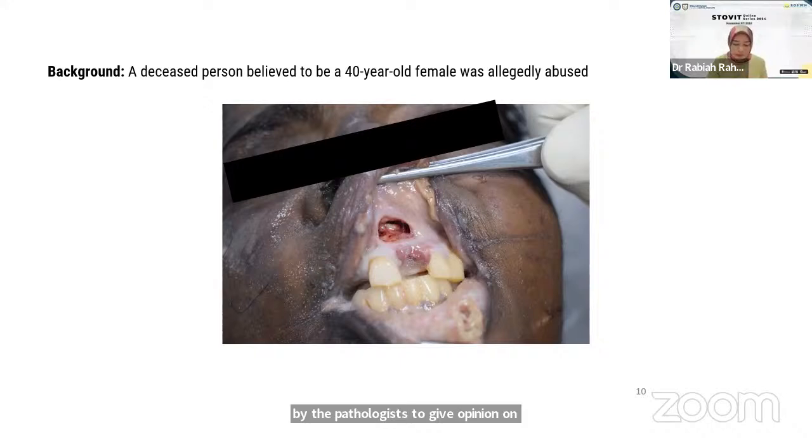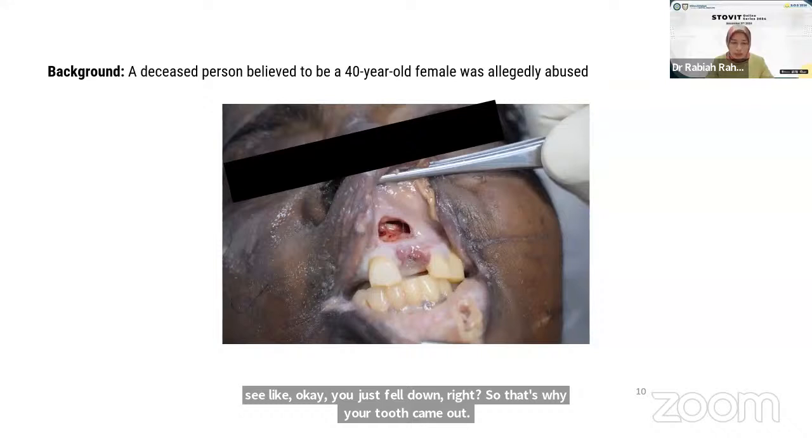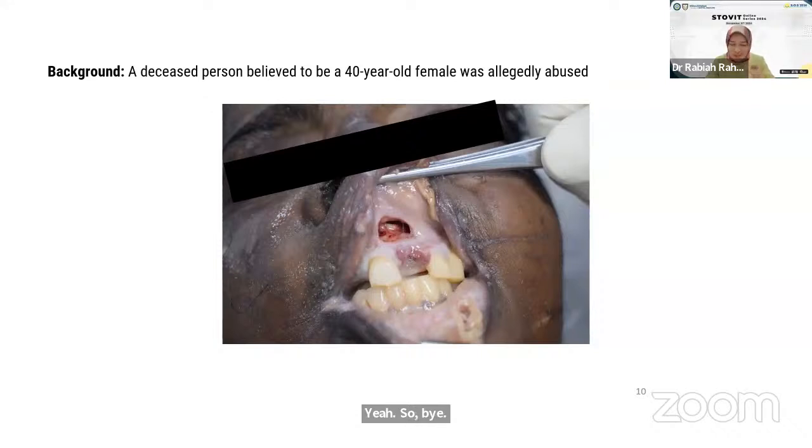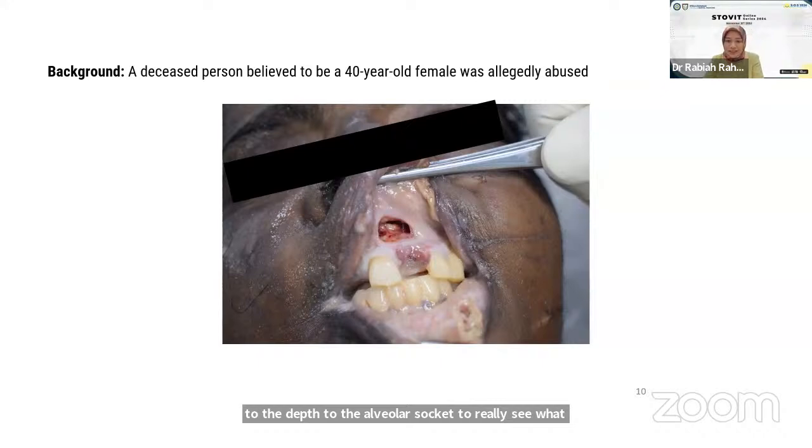Maybe for a normal person or the public, when they see this, they would say, okay, you just fell down, so that's why your tooth came out. But for us, we have to go into depth, to the alveolar socket, to really see what could have actually led to this condition. We don't just say, maybe the deceased just had her tooth taken out a few days ago. They can say that, but we have to analyze properly what could have happened.